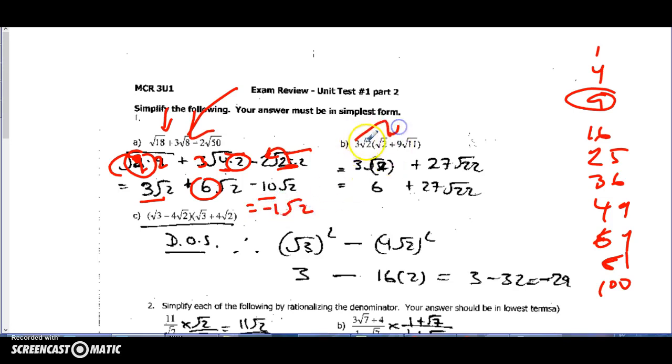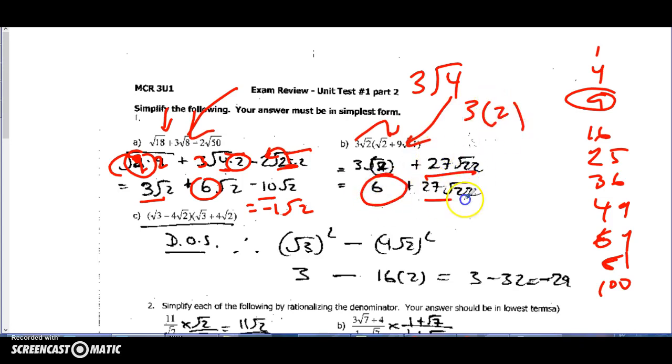Here I multiply, so I go 3 root 2 times root 2 is 3 root 4. 3 root 4 becomes 3 times 2, which is 6. This just stays the way it is.